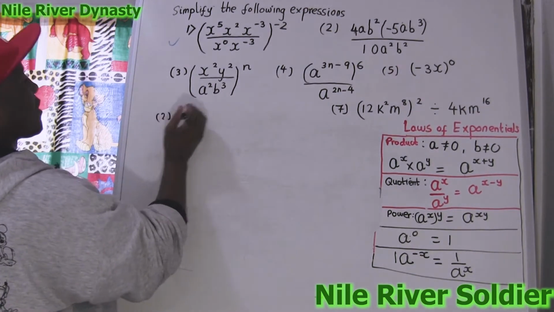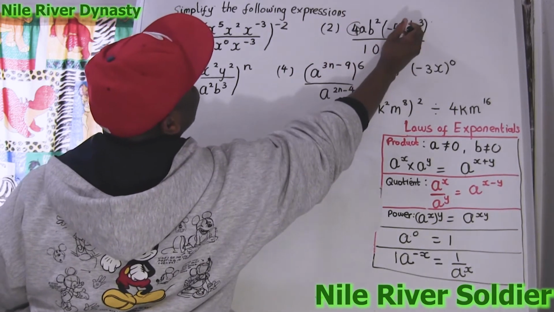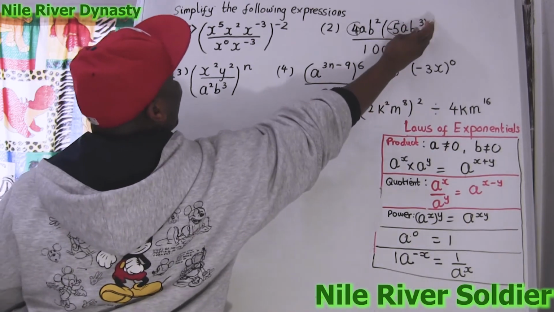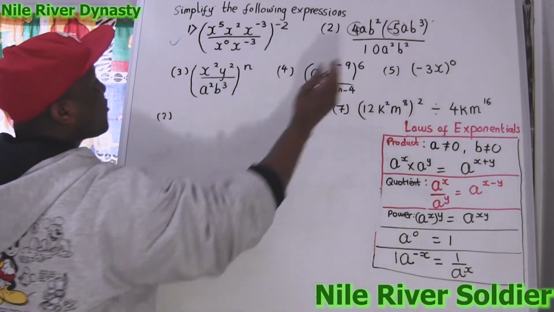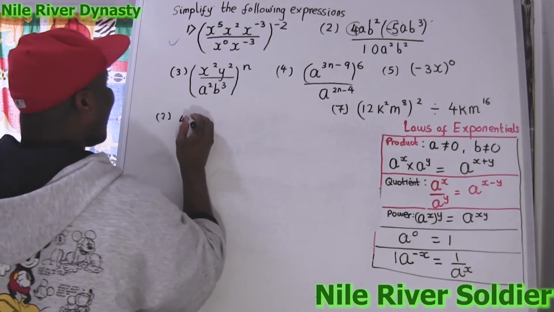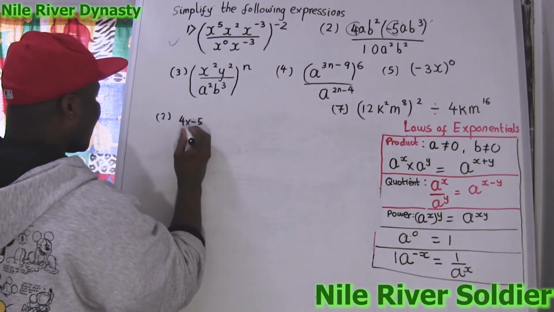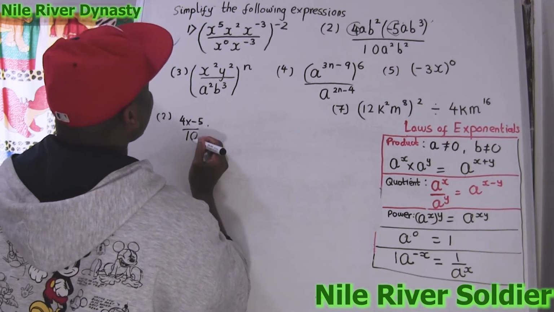Question number 2. You see, there's a number and there's no power here. So let me rearrange: number with number with number. You have a 4 and a negative 5, number alone. So numbers done. Let's go to the denominator. We have a 10. Now let's go for A.